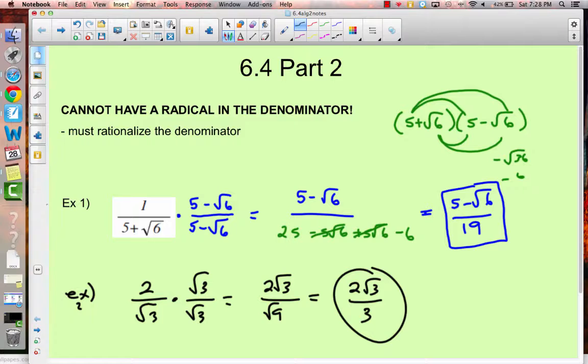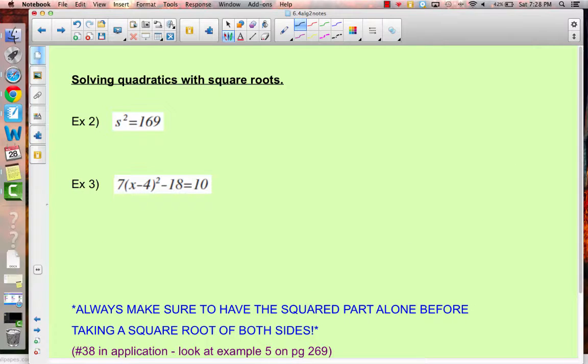Okay. The next part is just if we're solving quadratics with square roots. The beginning problem, example 2 here, should be super easy and quick. Number 3, you're going to have to just make sure you're paying attention to your steps. But the key, and I put this down at the bottom here, is to always make sure that the squared part, so your radical or whatever, is going to be on its own before you take the square root of both sides.